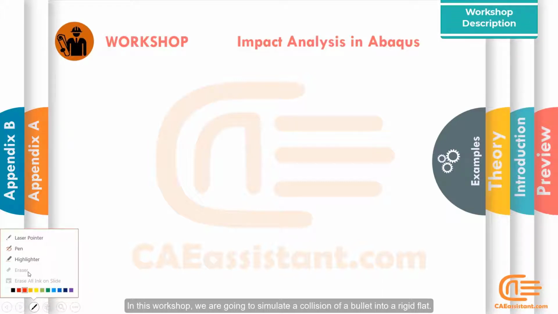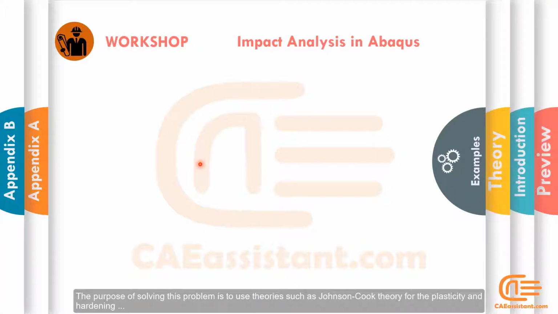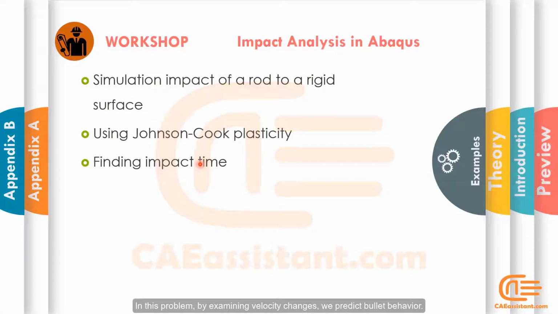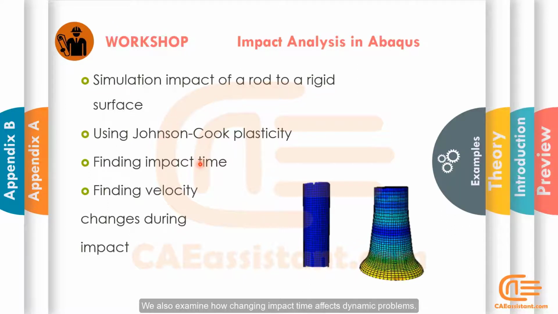In this workshop, we are going to simulate a collision of a bullet into a rigid flat. The purpose of solving this problem is to use theories such as Johnson-Cook theory for the plasticity and hardening, as well as the use of Adiabatic. In this problem, by examining velocity changes, we predict bullet behavior. We also examine how changing in impact time affects dynamic problems. Note that the problem is completely dynamic.